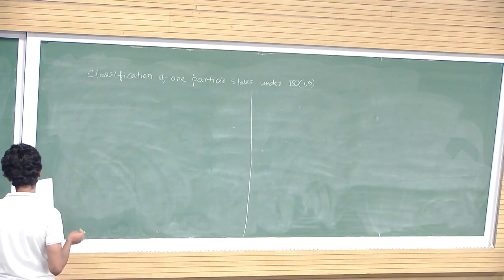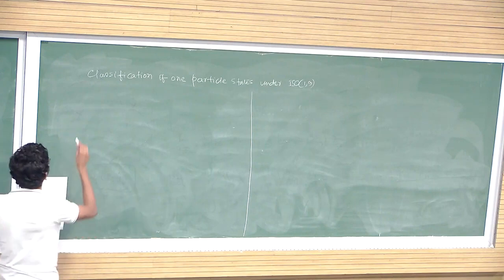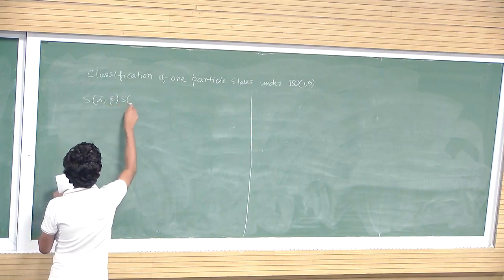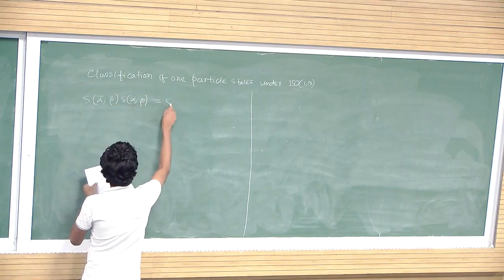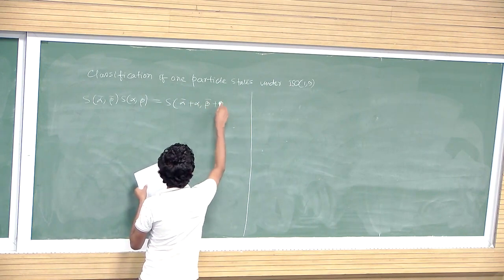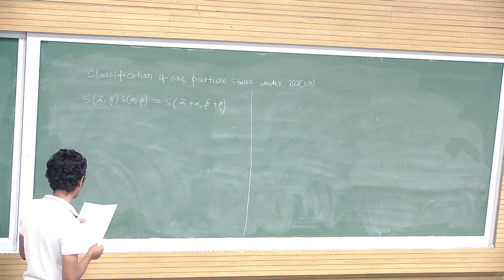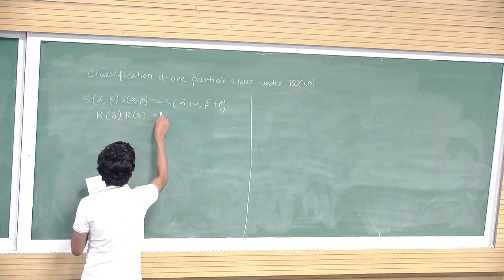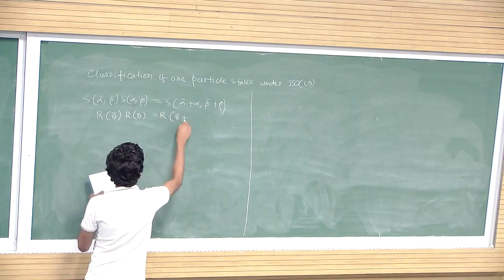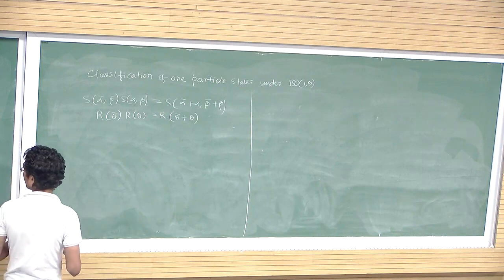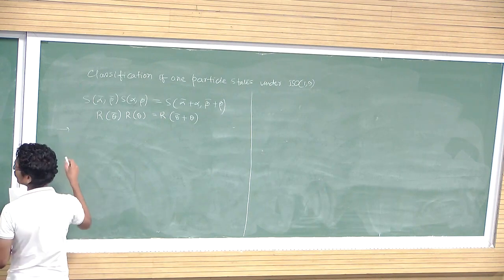Yeah, so as I was saying, they form two different subgroups. For example, S of alpha bar, beta bar times S of alpha, beta is S of alpha bar plus alpha, beta bar plus beta. That you can check from the matrix multiplication rule. And similarly for R of theta bar. So both S and R form two different subgroups. Okay, and this particular group, this W, is called ISO(2).